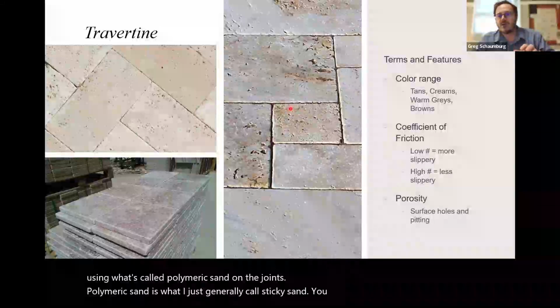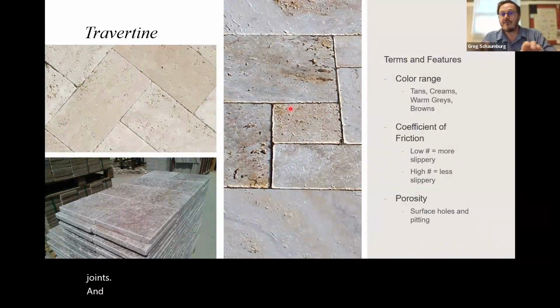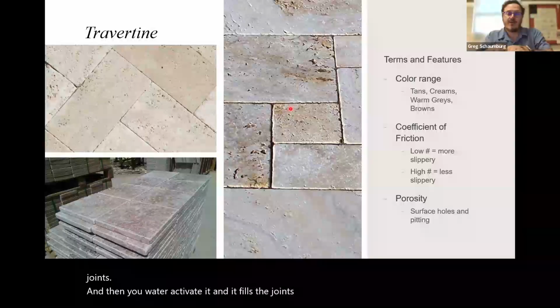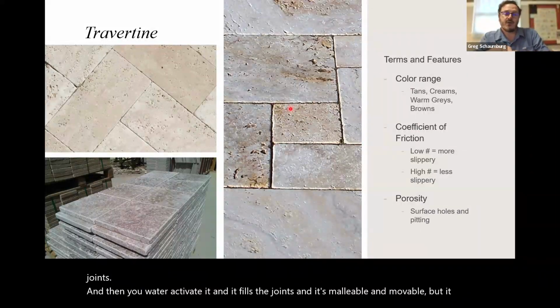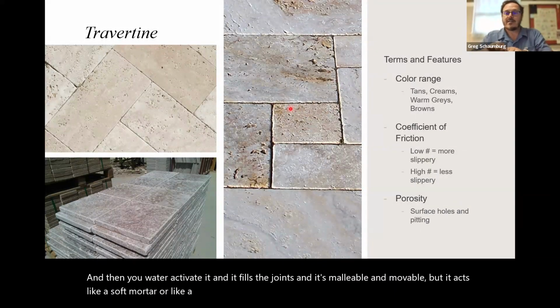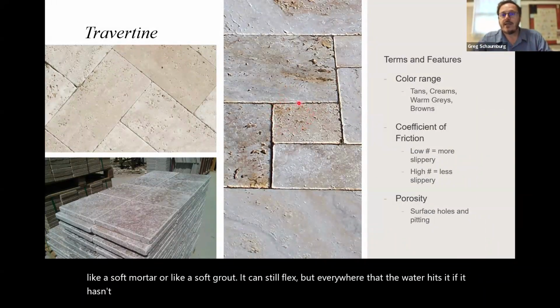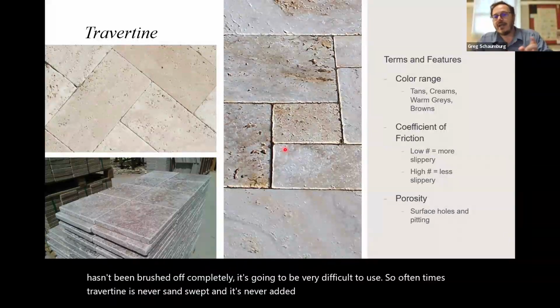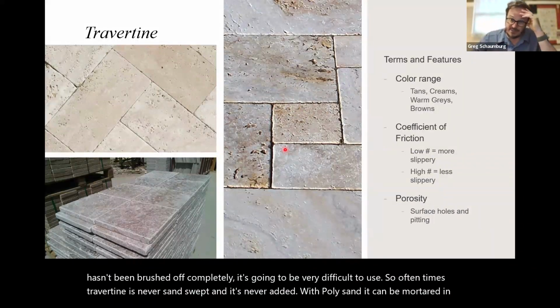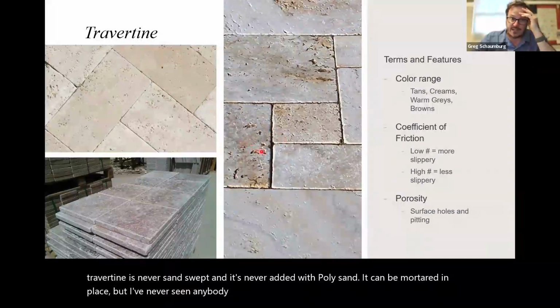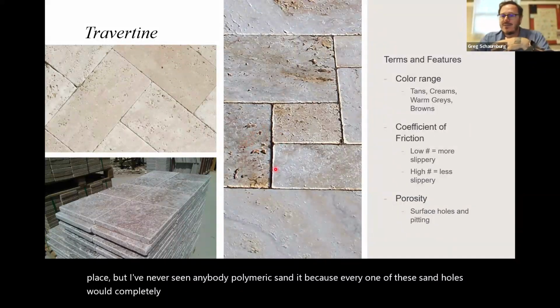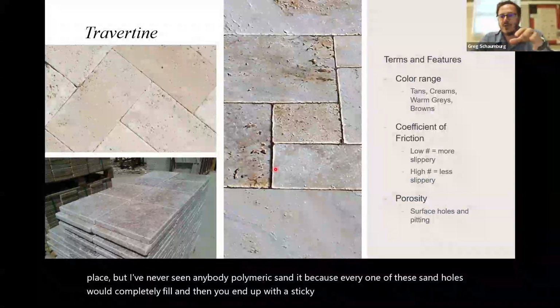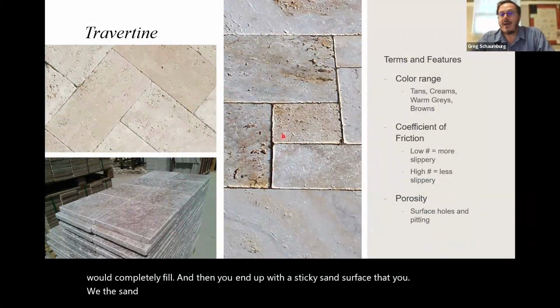You put it down, you sweep it in the joints, and then you water activate it, and it fills the joints. It's malleable and movable, but it acts like a soft mortar or a soft grout. It can still flex, but everywhere the water hits it, if it hasn't been brushed off completely, it's going to be very difficult to use. So oftentimes travertine is never sand swept, and it's never done with polysand. It can be mortared in place, but I've never seen anybody polymeric sand it, because every one of these sand holes would completely fill, and you end up with a sticky sand surface where the sand is where you don't want it to be.